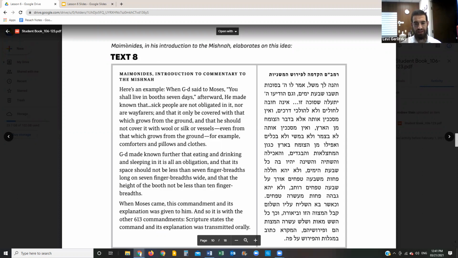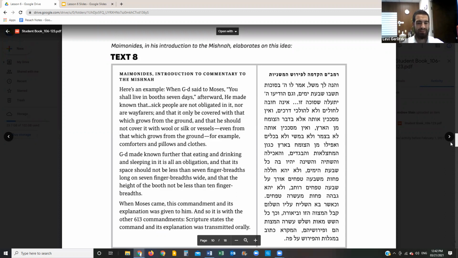Very good. So over here again, Maimonides uses an example of the laws of a sukkah. The only thing God tells us is sit in a tent for 7 days. Now, what size does this tent have to be? What cover should be on the roof of the tent? Now, we know the laws that it has to be something that grows from the ground, but not any more connected to the ground.